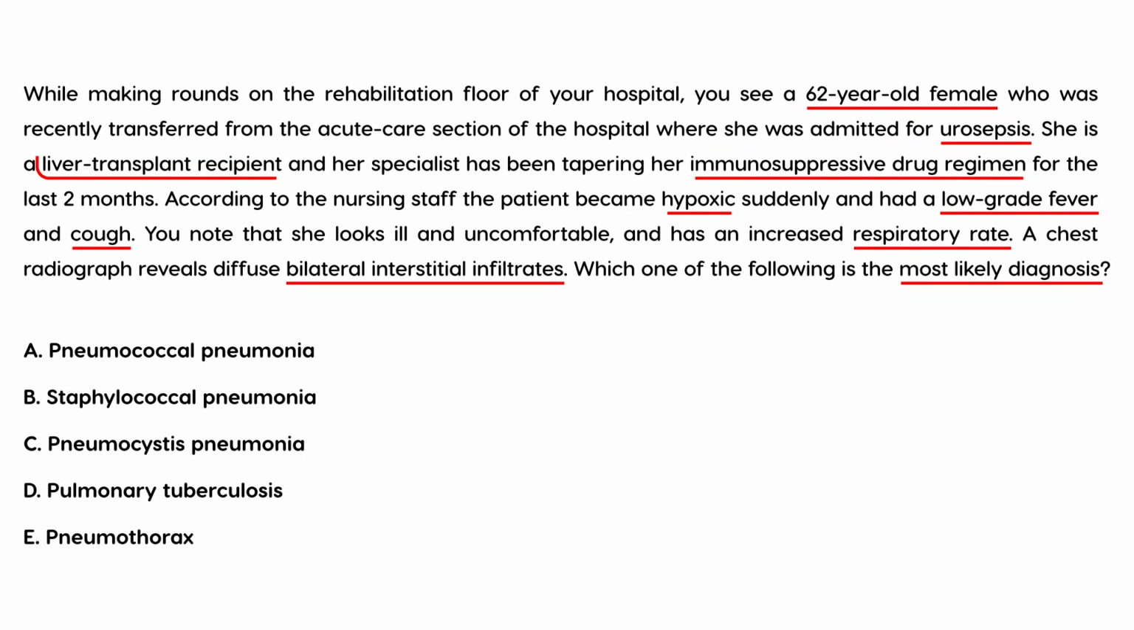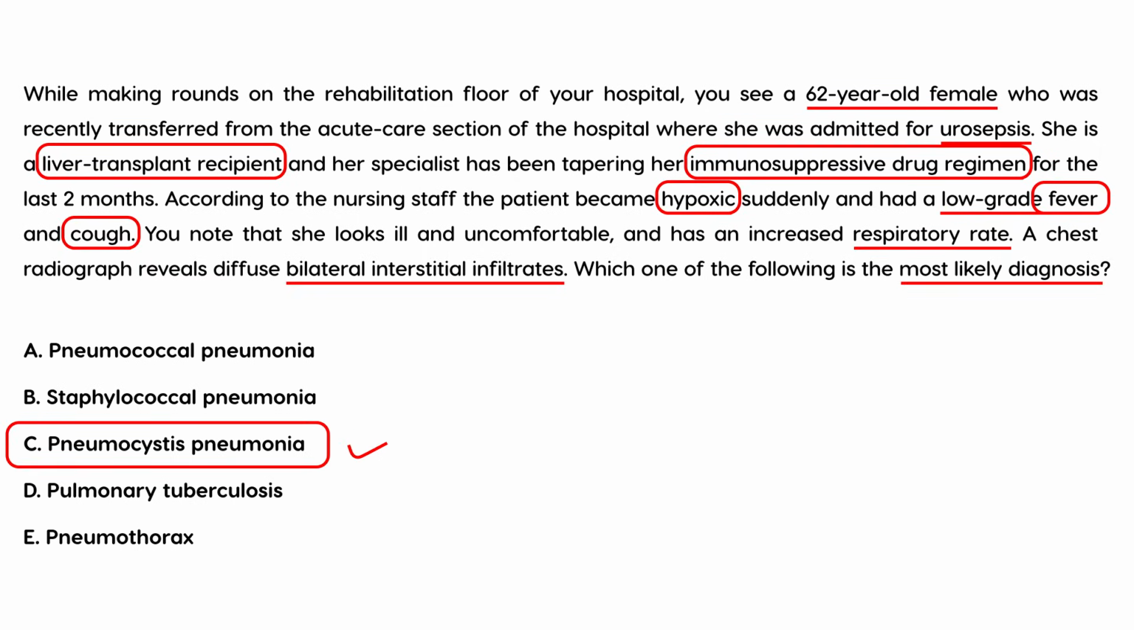Well, she's a transplant patient, and they even tell you that she's on immunosuppressive drugs. So she's an immunocompromised patient, and she's got all the classic symptoms of pneumonia: cough, fever, being hypoxic. So she definitely has pneumonia, and because of her immunocompromised status, the most likely is Pneumocystis. So C.